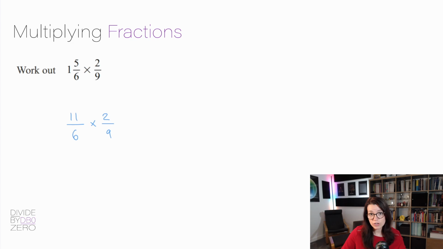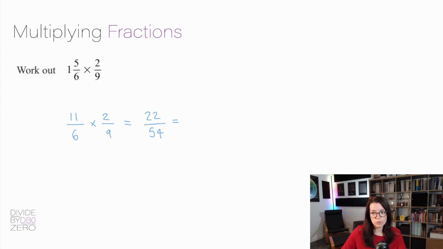In this case, you don't need to have a common denominator. So in some ways, multiplying is easier than adding or subtracting. You just need to multiply the tops together and then multiply the bottoms together. So in this case, 11 times 2 is 22, and 6 times 9 is 54. And that's the answer.